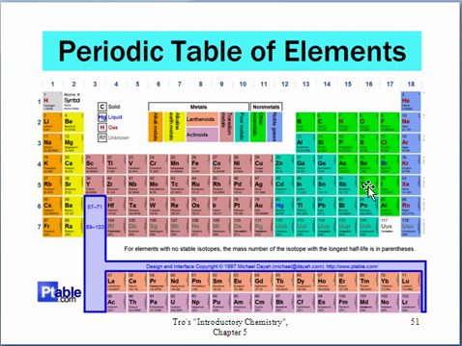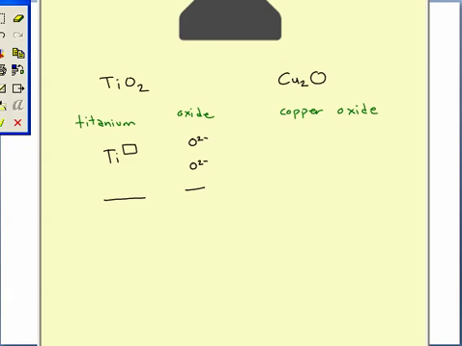Everything in this family is a charge of -2. So its total charge is -4. Therefore, the charge of my titanium must be +4. So now that I know my charge, I can finish naming. Titanium 4 oxide. Notice there is not a 4 anywhere in this formula. This 4 is the charge of the titanium.